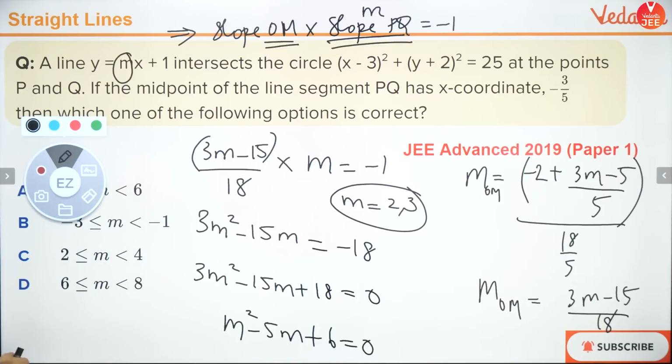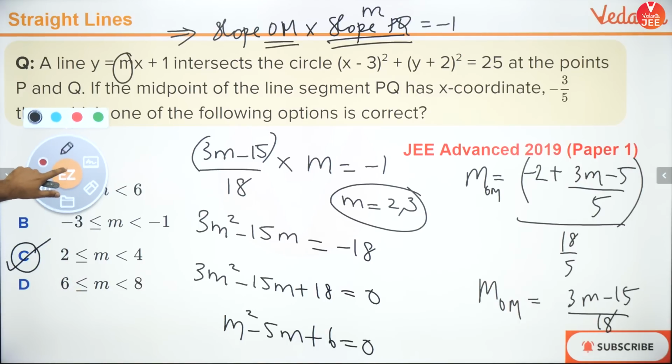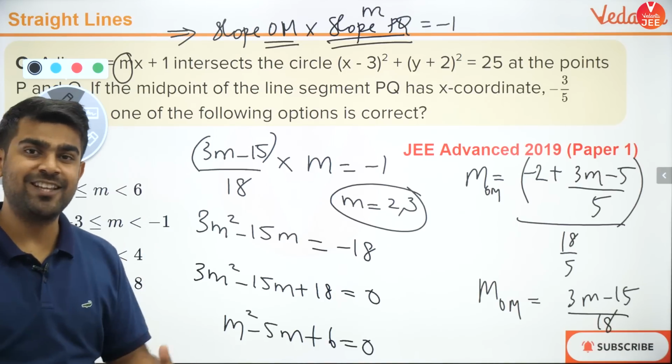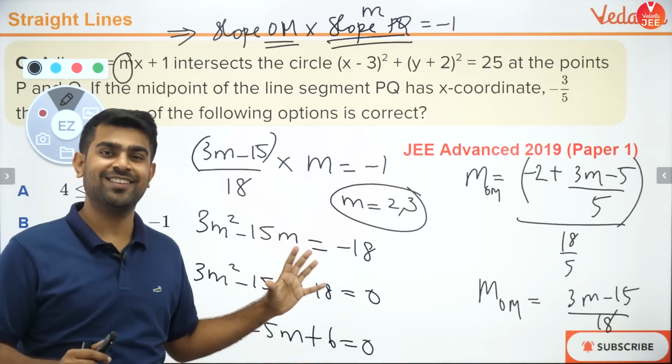So the answer is what? C. Because 2 and 3 lie only in this interval. I don't think the other intervals have 2 and 3. Let's check it. Option A doesn't, option B doesn't, option D doesn't. So obviously it has to be C. Okay? Got it? And did you guys experience that not-so-difficult feeling?